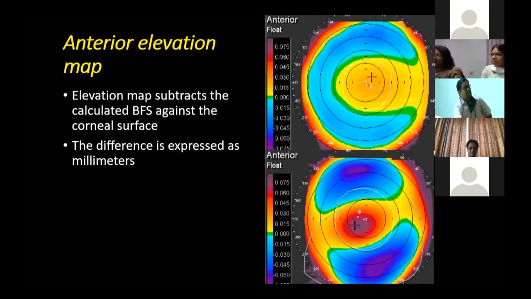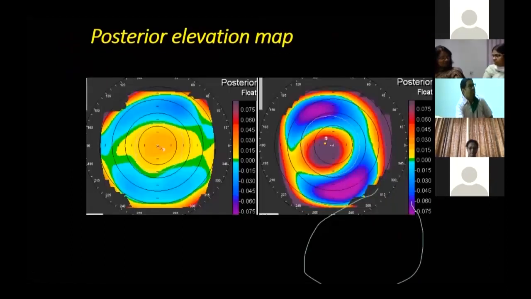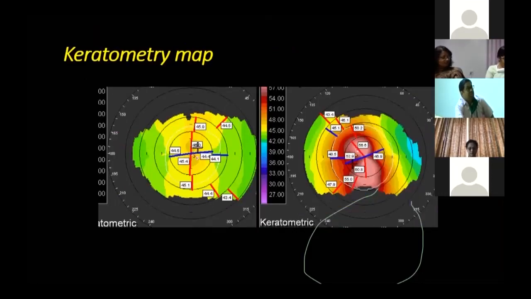Similarly, this is the anterior BFS showing the normal scan versus the abnormal, and this is the posterior BFS showing the normal versus the abnormal. You can see the posterior steepening of the map, and this characteristic map also shows the normal and abnormal maps, which has increased K readings, and the color code shows the warm colors or aggressive colors.